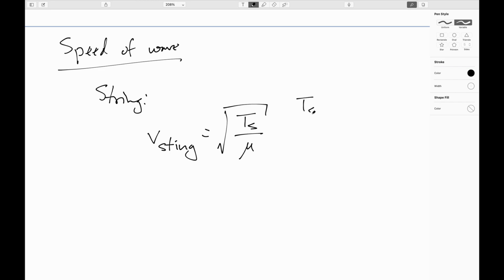This T sub s is the tension in the string. And the reason I'm writing it this way is I don't want to confuse it with temperature, which is going to show up in the next equation. This mu is what's called the linear mass density. And so this is the mass of the string over its length, assuming it's uniform.